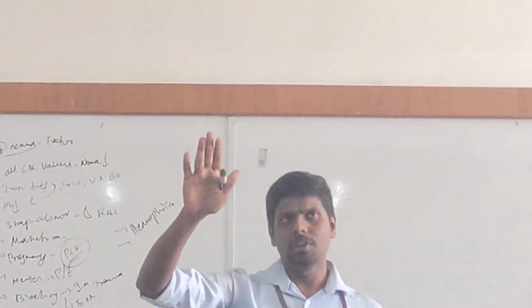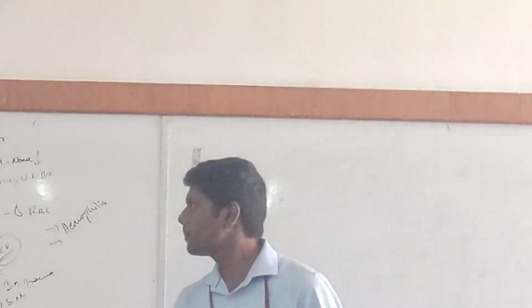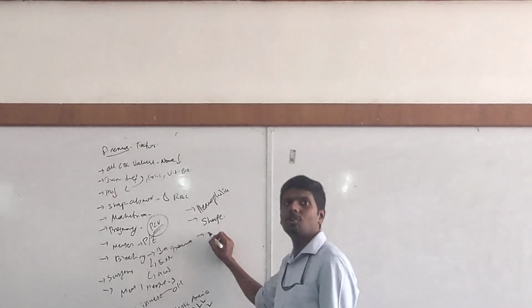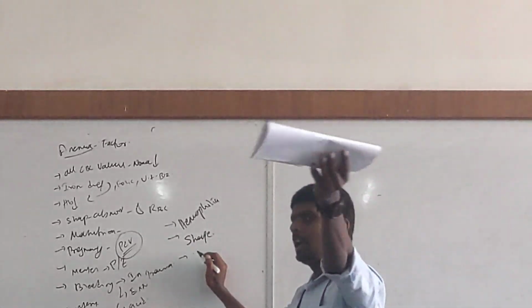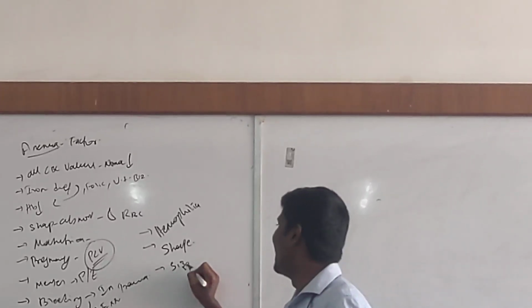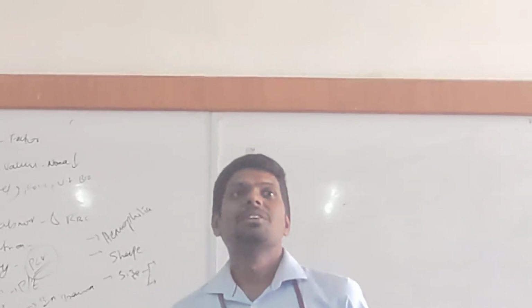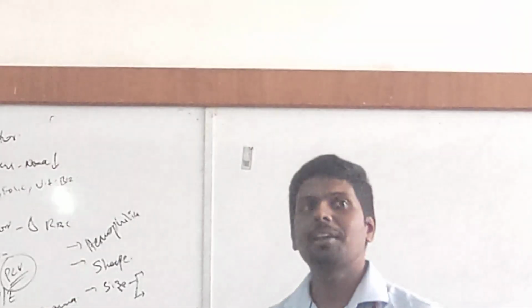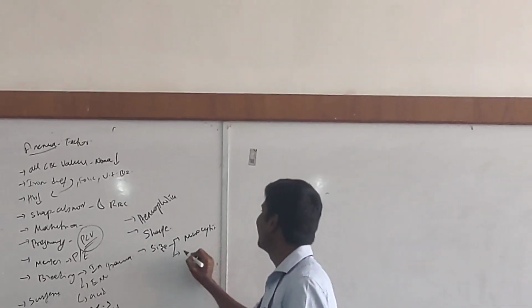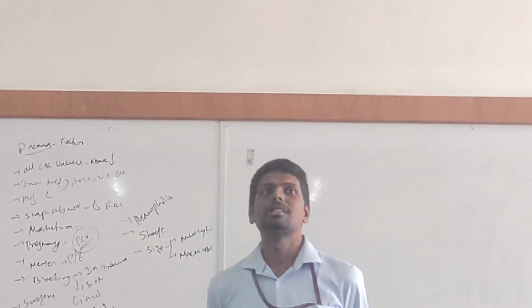So I will give you now the next reasons. Do you know the difference between shape and size? Yes, sir. Immediately you got the answer. Shape and size. Now further, macrocytic and microcytic. Again, clap for this. Microcytic anemia and macrocytic anemia. Very good. Now shape abnormalities.